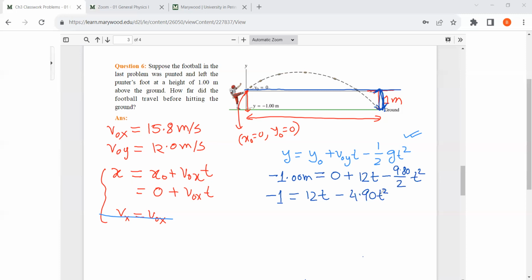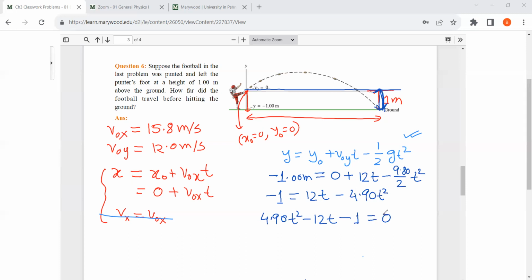Let me rewrite this, and it looks like a quadratic equation. Let me rewrite it as a quadratic equation. If I write it as a quadratic equation, it gives me something like this.